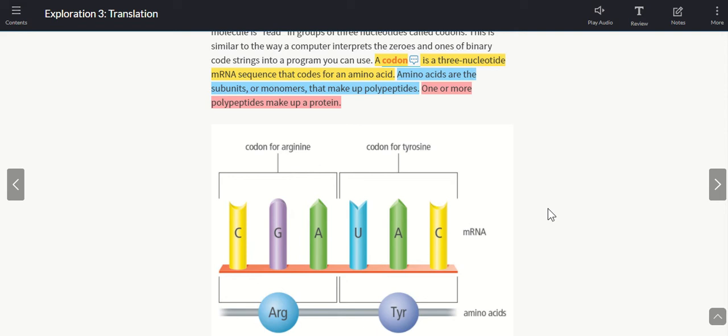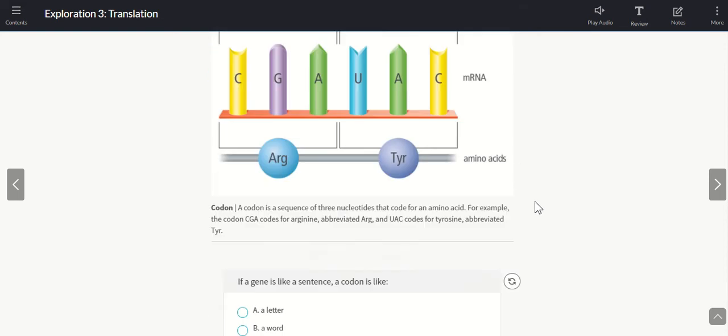But for the most part, each amino acid has its own specific combination of 3 letters that we call a codon, and that codon is what determines what corresponding amino acid goes with it. Now let's look at how this gets built.